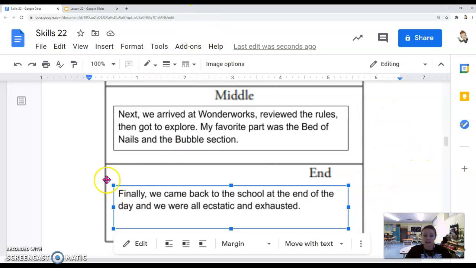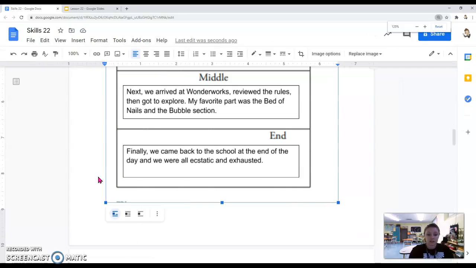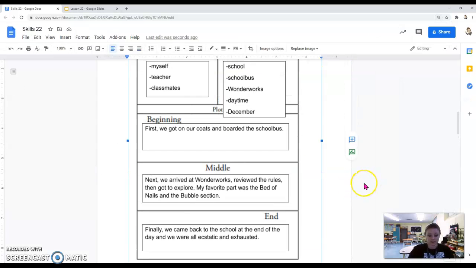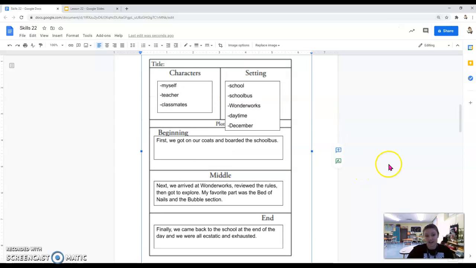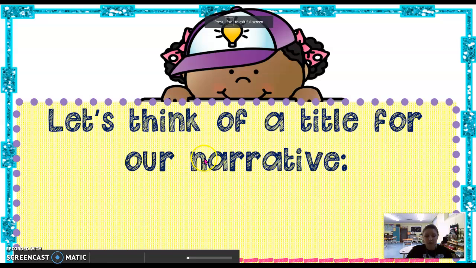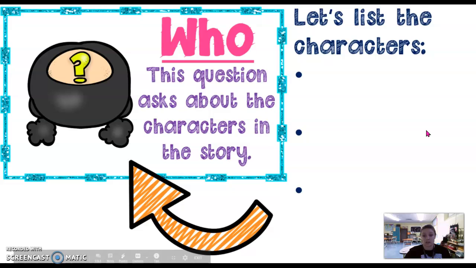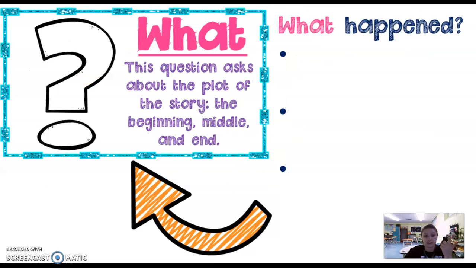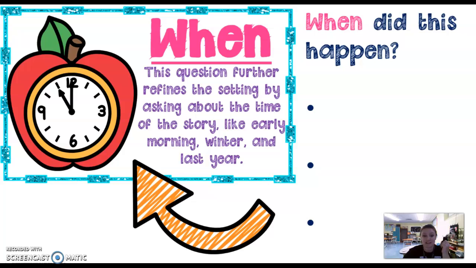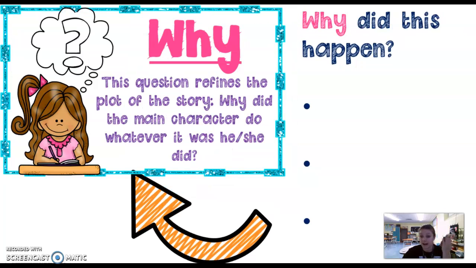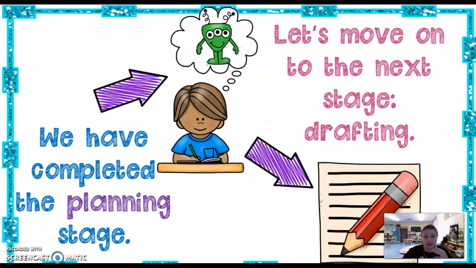So what we just did together is, I'll zoom out a little bit, we just planned our own personal narrative as a class, okay? When you plan your personal narrative, it's going to be about an event that you had in your life, but this is something that most of us have experienced at one point or another. So we didn't think of a title. We can be thinking of that inside our heads. We did answer our 5 questions. We listed our characters. We listed what happened, our plot, right? The beginning, middle, and end. We told when it happened and where it happened. We didn't say why it happened, so that's something that we could add to when we work on our draft.